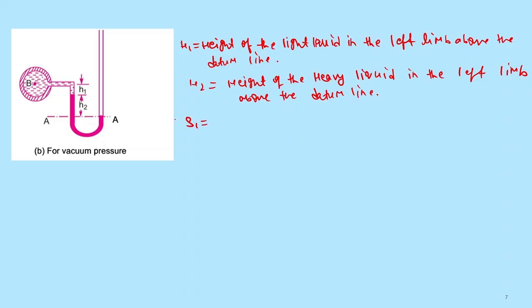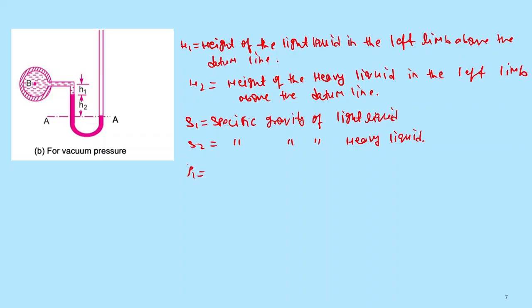And you can let S1 equal to specific gravity of light liquid, S2 equal to specific gravity of heavy liquid, and rho 1 equal to density of light liquid and rho 2 equal to density of heavy liquid. And P equal to pressure intensity.